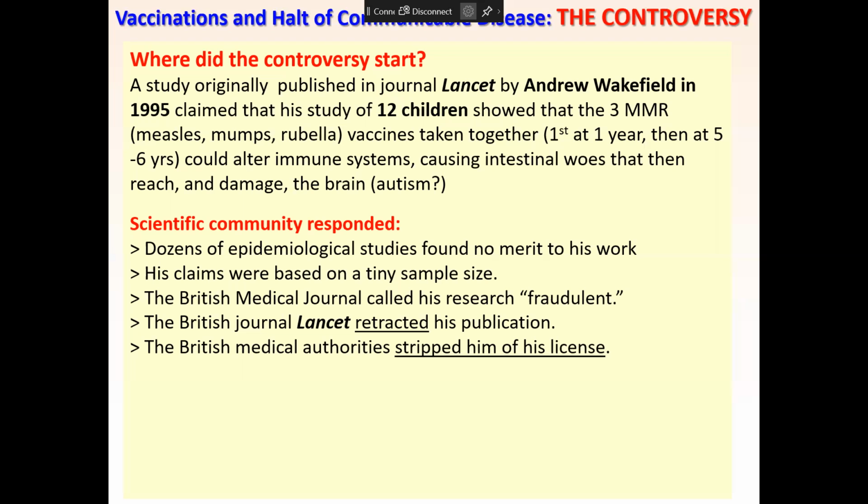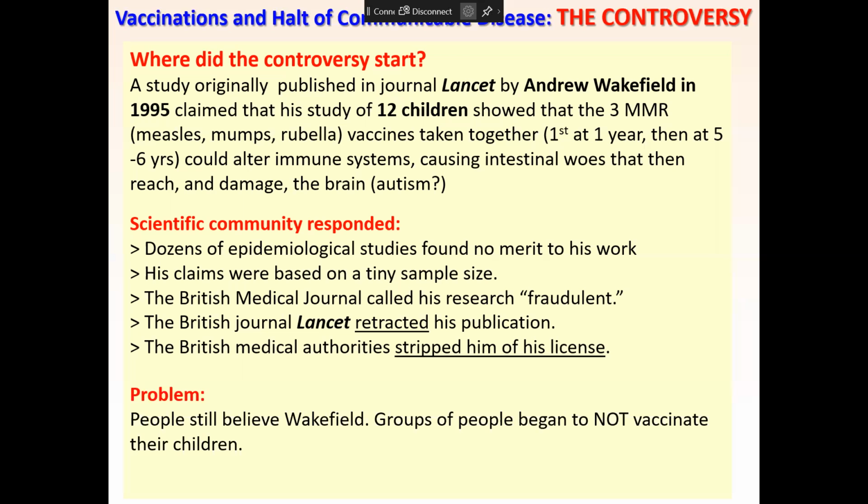The British journal Lancet, which is a top-tier journal like Nature and Science, retracted his publication. They pulled it. It was so bad they stripped him of his medical license. That's how bad it was. So the scientific community was, no, dude, no, you're so wrong. But people believed him.